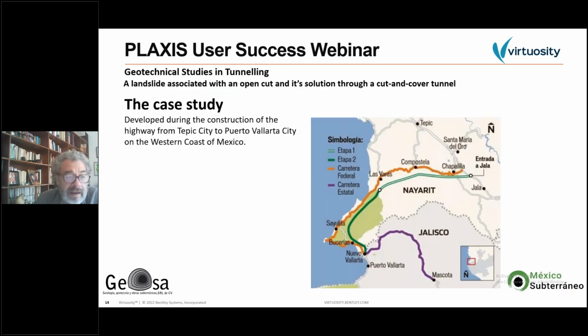So let's just get into context. We're talking about a road. This is the construction of a highway which connects the city of Tepic in northwestern Mexico to the coast of Nuevo Vallarta, which is a very touristic place, passing through many important touristic resorts and places with beautiful beaches and everything.